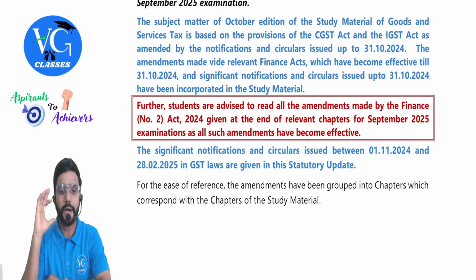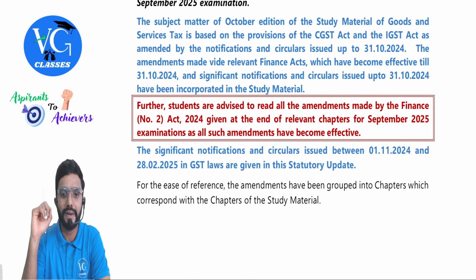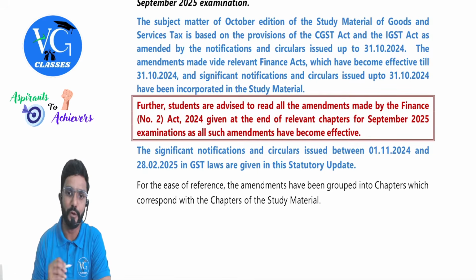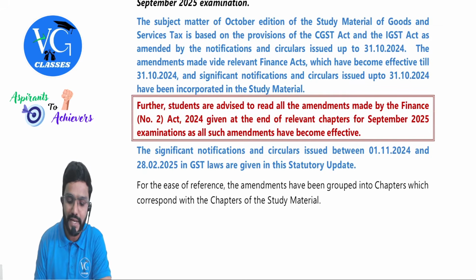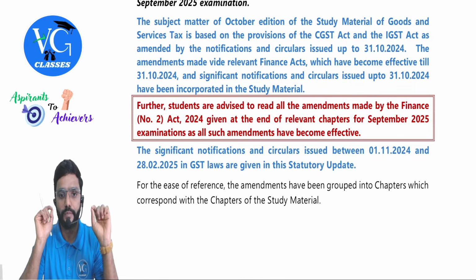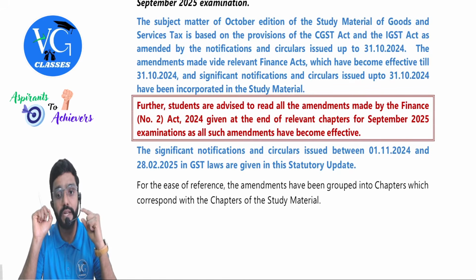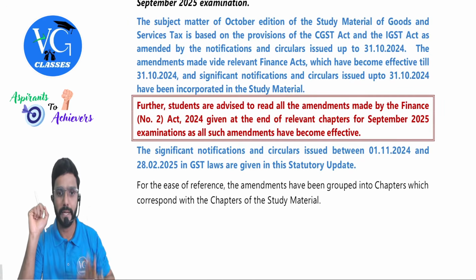Then the subject matter of October edition of the study material of Goods and Services Tax is based on the provisions of CGST Act and the IGST Act as amended by the notifications and circulars issued up to 31st October 2024. So whatever is the latest edition of ICAI material, which is October edition, all the amendments made up to 31st October were already covered. That is what they are mentioning here. The amendments made via relevant Finance Act, which have become effective till 31st October, and significant notifications and circulars issued up to 31st October 2024 have been incorporated in the study material.